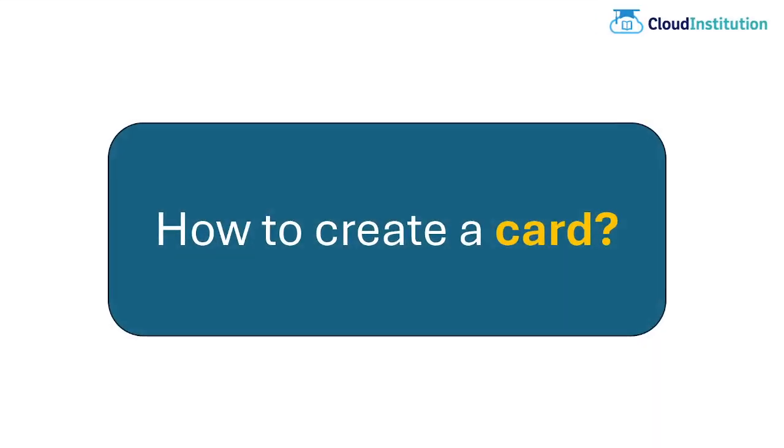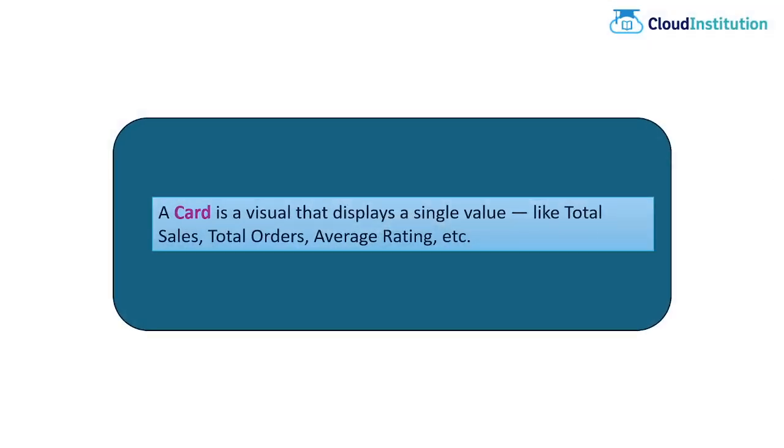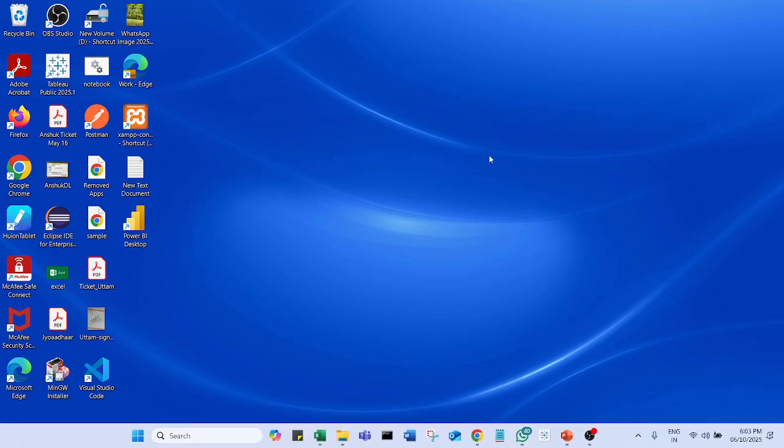In this section, let's look at how to create a card. Now, a card is a visual that displays a single value like total sales, total orders, average rating, etc. So a card gives a very clear instruction or visual, which is really very important. So let's see how it is done.